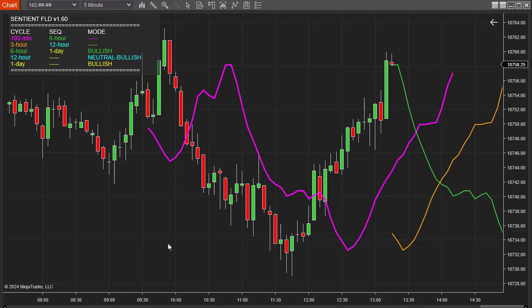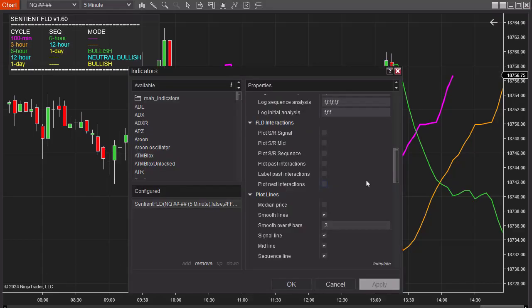So let's display those interactions on our chart. In the properties for our sentient FLD indicator, you can see we have a section for FLD interactions. Let's turn on the plotting for the support and resistance levels of the signal cycle FLD.